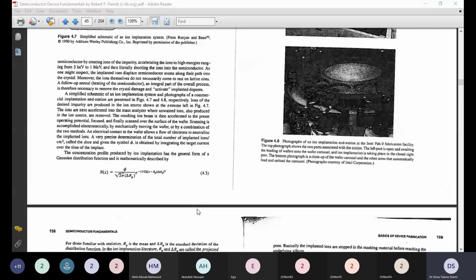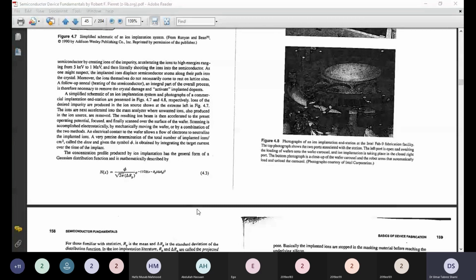The resulting ion beam is then accelerated to the preset operating potential, focused, and finally scanned over the surface of the wafer. Scanning is accomplished electrostatically, by mechanically moving the wafer, or by a combination of the two methods. An electrical contact to the wafer allows a flow of electrons to neutralize the implanted ions. A very precise determination of the total number of implanted ions per centimeter square, called the dose and given by the symbol phi, is obtained by integrating the target current over the time of the implant.